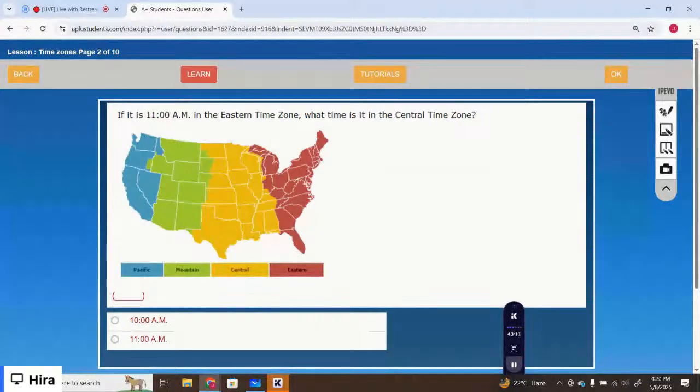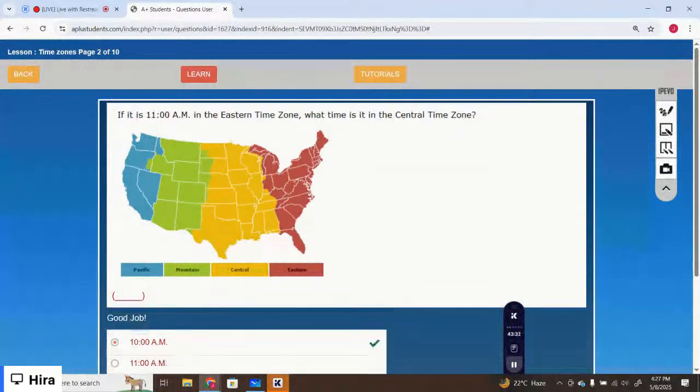If it is 11 a.m. in the eastern zone, what time is it in the central zone? Here is eastern zone and here is central. Central zone is 1 hour behind the eastern zone. That is 10 a.m. Option number one is the correct option.